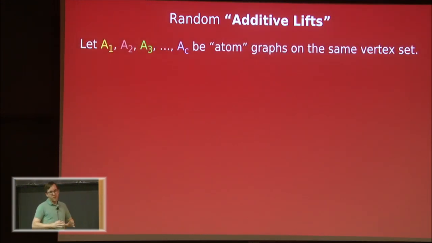OK, so one difference from lifts is that you don't just lift one base graph. You lift a collection of base graphs. I call these the atom graphs, and I'll denote them A1 through AC. They're on the same vertex set, and I will always indicate them by colors. So you'll be lifting collectively C atom graphs that sit on the same vertex set.